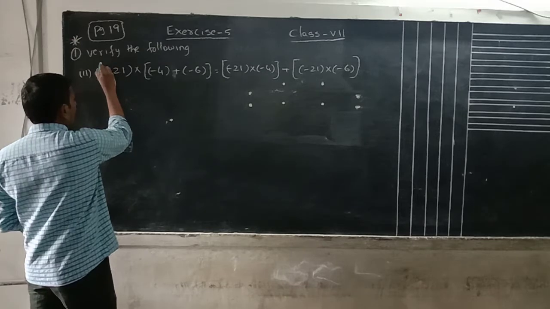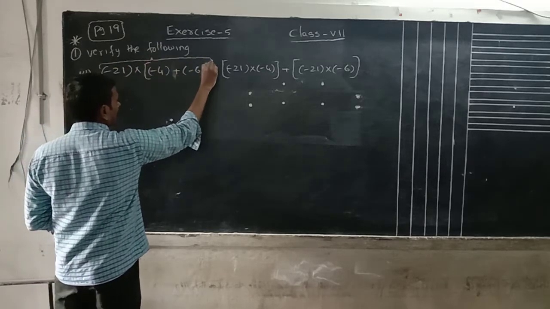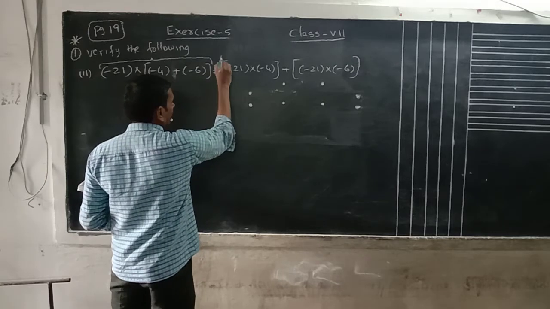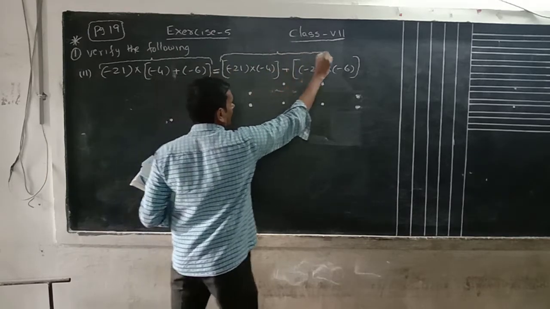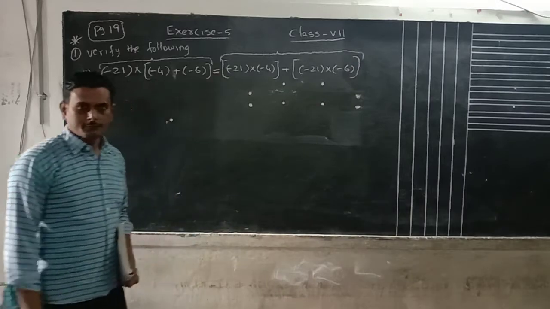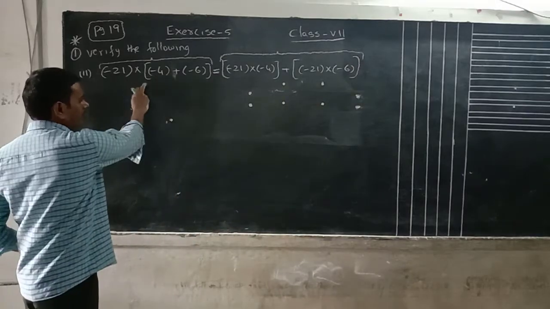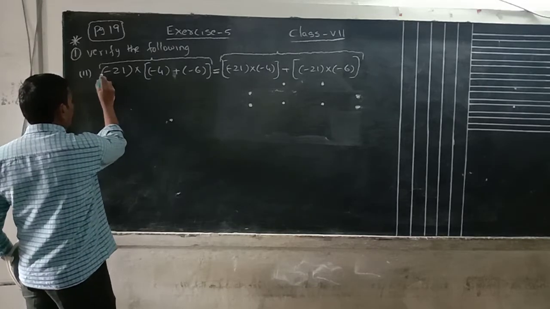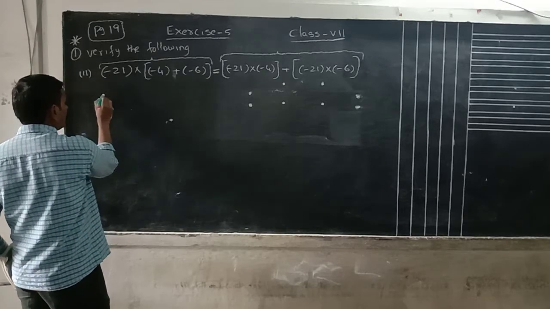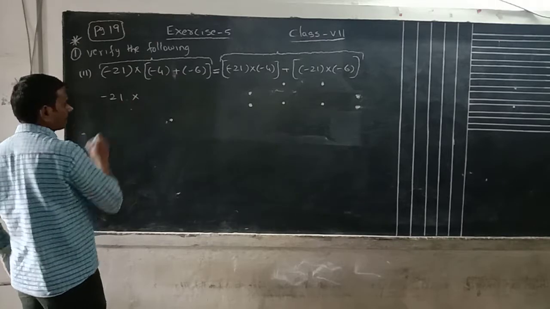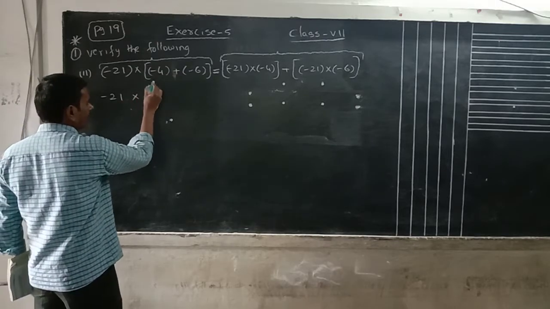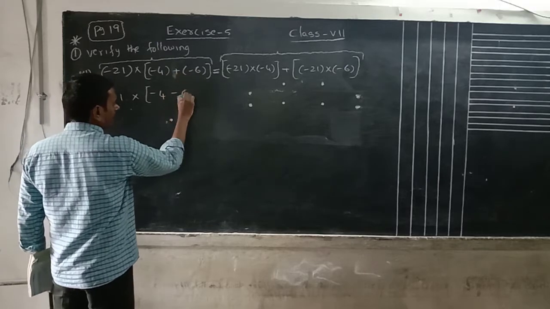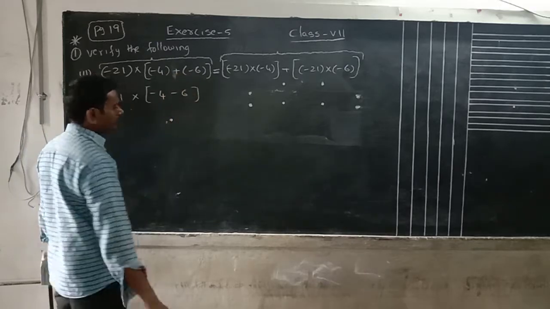This is the before part of equal. This is the equal to symbol. This is the after part of equal. Now we have to simplify this one. The before part of equal is called LHS. Now remove the bracket here. Here plus is there. Plus into minus. Minus 21. Here also remove the brackets. Plus into minus. Minus 4. Plus into minus. Minus 6.